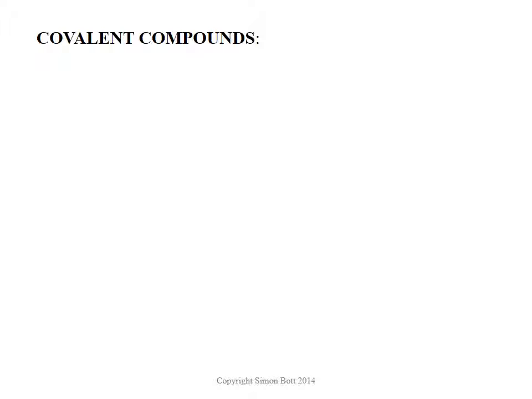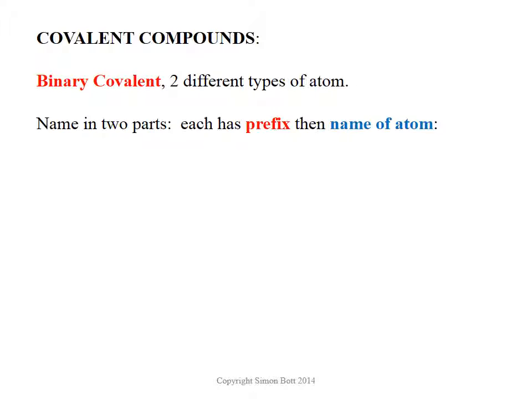Now the first kind of covalent compound we're going to study are the simple ones called binary covalents. These are ones in which you have two different types of atom. The way you name them is very simple. You name the two atoms and each one has a prefix. Now when I say name of atom, it's not quite that simple. You put the atoms in a very specific order.